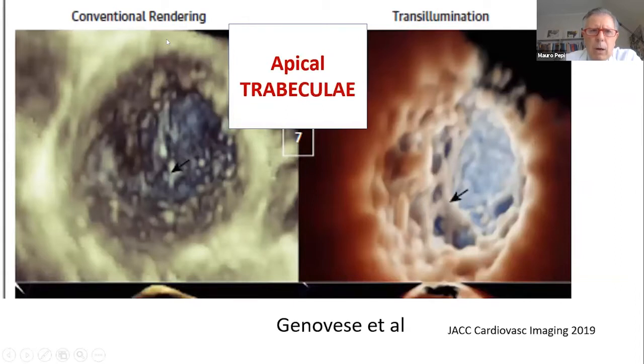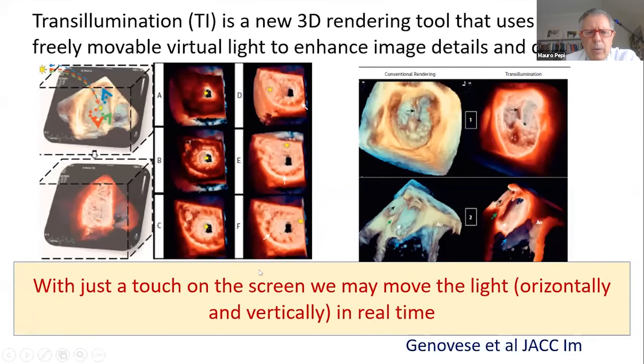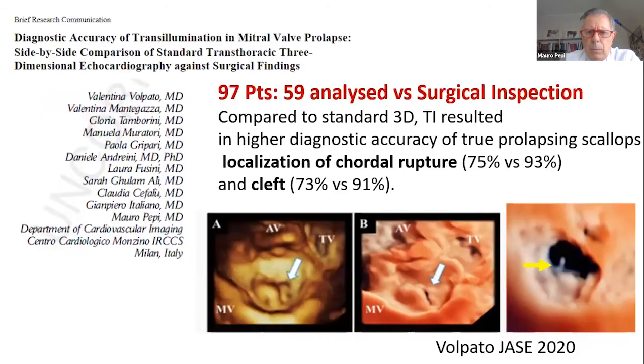Just see the apical trabeculae with the conventional rendering and the transillumination. This is a paper from the Roberto Lang group. And with just a touch on the screen, we may move the light both horizontally and vertically to have this shadowing effect of the valve.